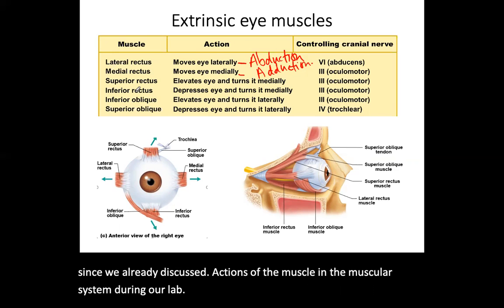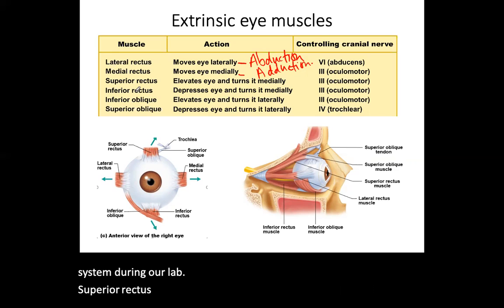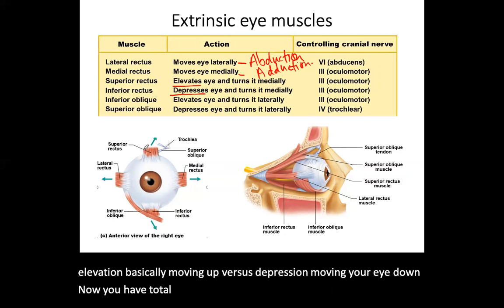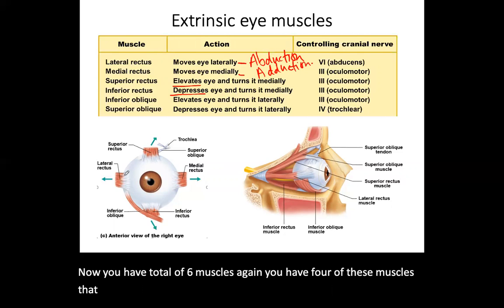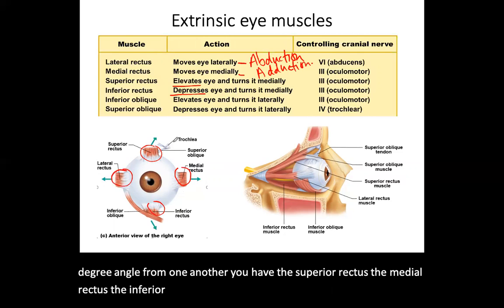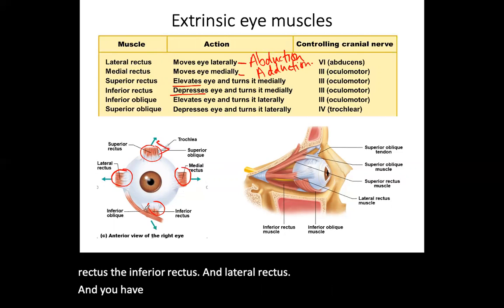The other types of movements that your eye can make are elevation, basically moving up, versus depression, moving your eye down. Now you have a total of 6 muscles again. 4 of these muscles are straight muscles, literally, and you can think of them at a 90-degree angle from one another: the superior rectus, the medial rectus, the inferior rectus, and the lateral rectus. And you have 2 on the side, one here and one here, referred to as the superior oblique and inferior oblique.